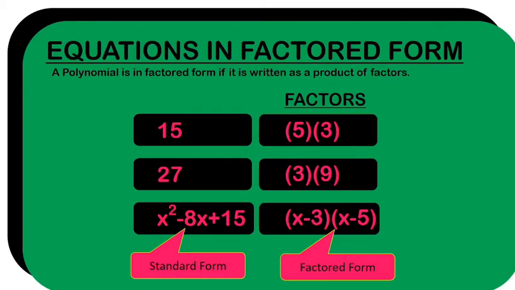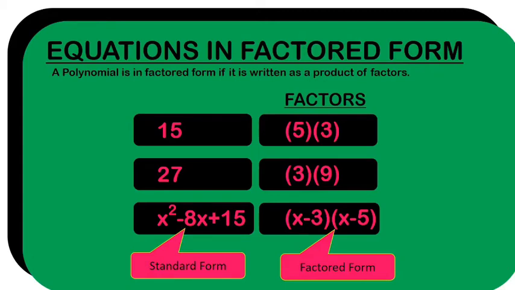The equation that was just on the screen was in factored form. A polynomial is in factored form if it is written as a product of factors. And so we're going to start out with just regular arithmetic. The number 15 has factors 5 and 3 because 5 times 3 is 15. The number 27 has factors 3 and 9 because 3 times 9 is 27. And the standard form expression x squared minus 8x plus 15 has factors x minus 3 and x minus 5. And that is factored form.